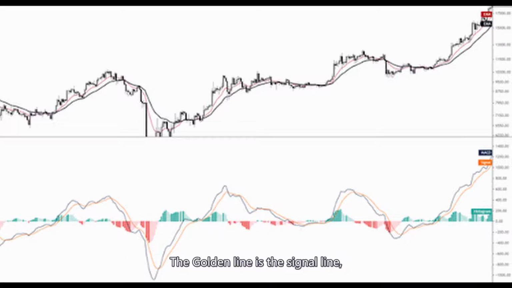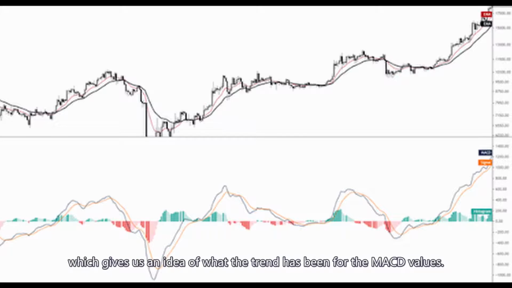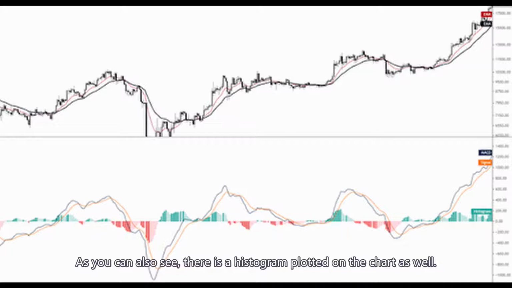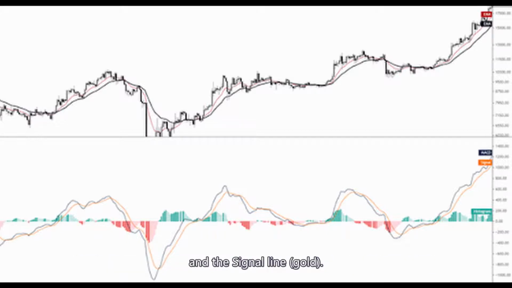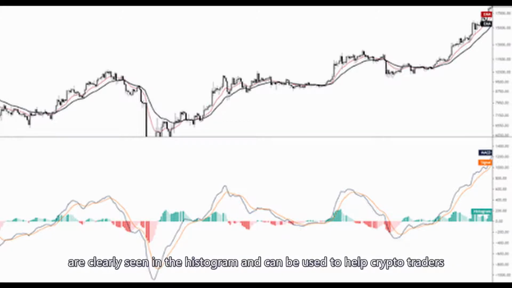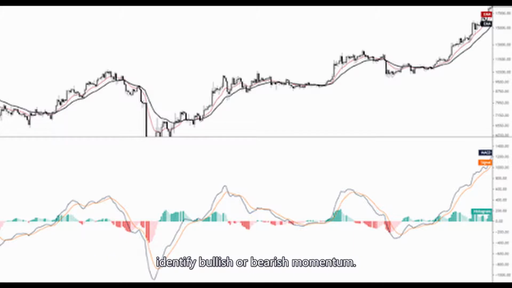The golden line is the signal line, which gives us an idea of what the trend has been for the MACD values. So as you can see, there's a histogram plotted on the chart as well. The histogram represents the distance between the MACD line, which is in blue, and the signal line, which is in gold. The convergence and divergence between the MACD line and the signal line are clearly seen in the histogram and can be used to help crypto traders identify bullish or bearish momentum.